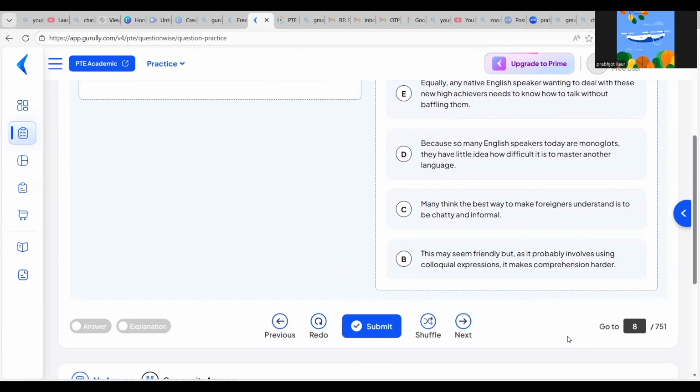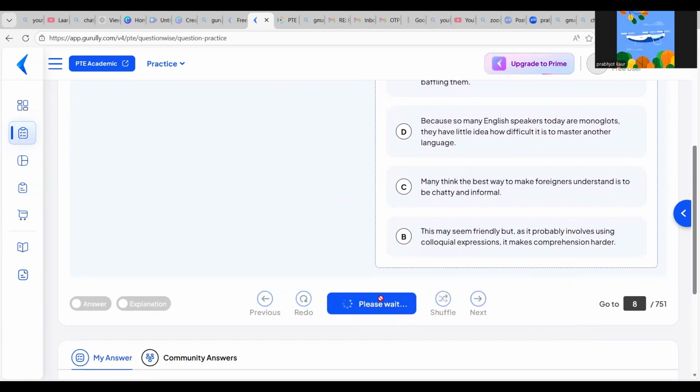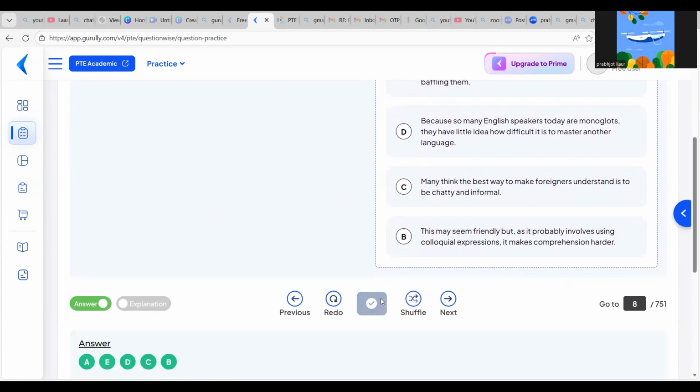This one is here. So submit it to check the answers. AEDCB. Correct.